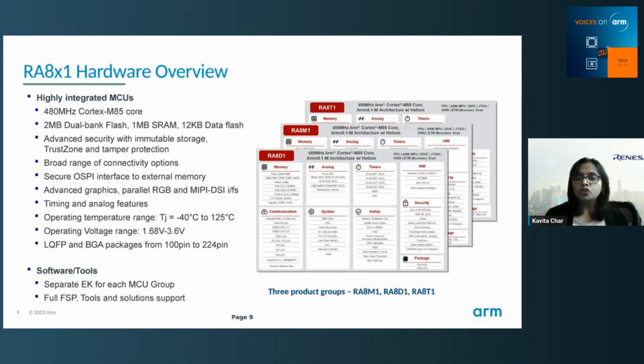The operating temperature range goes from minus 40 degrees to 125 degrees junction temperature. Operating voltage range, as I mentioned, 1.68 to 3.6 volts. We have packages from 100 pin to 224 pins, and we have full enablement with software and EKs for each of these MCU groups.